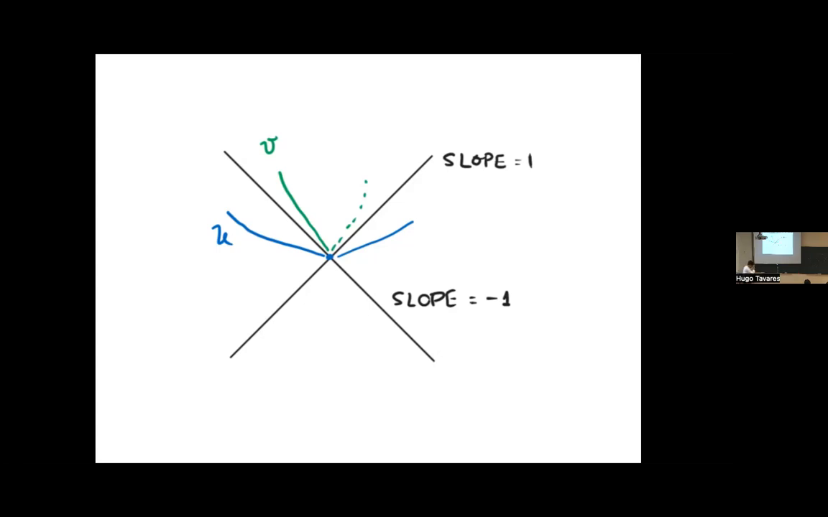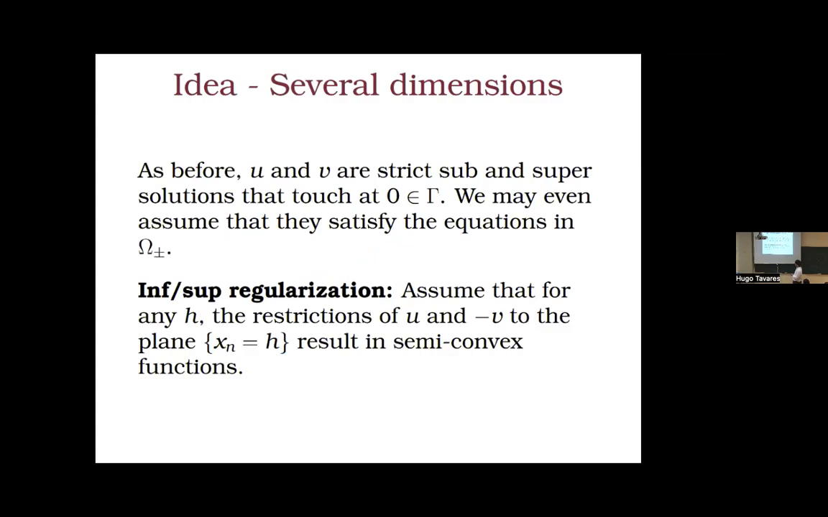So it's just a, let's say, technical but easy application of the notions of viscosity solution. What happens now in many dimensions, in several dimensions? Well, as before, we're going to set up the proof, assuming that U and V are strict sub and super solutions that touch at the origin, at the interface. And you may even assume that they satisfy the equations in the classical sense on the left and the right. So the first thing that we're going to assume is that these functions have some regularity.